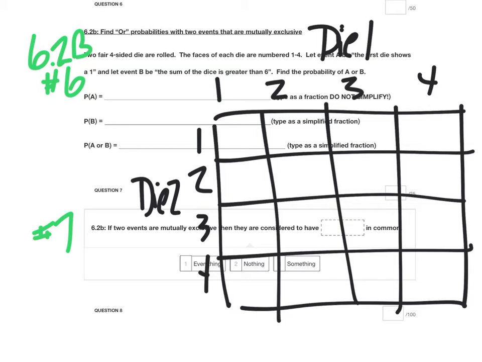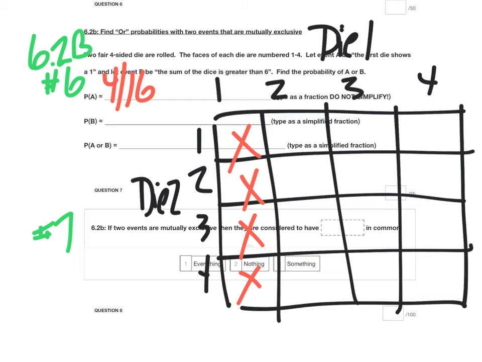Now they're going to walk us through setting this up first. The first question, probability of A. Event A is the first die shows a 1. So if this is my die 1, the ones that show a 1 for the first die are going to be here, here, here, and here. That's going to get me 4 out of the 16 boxes that I have.